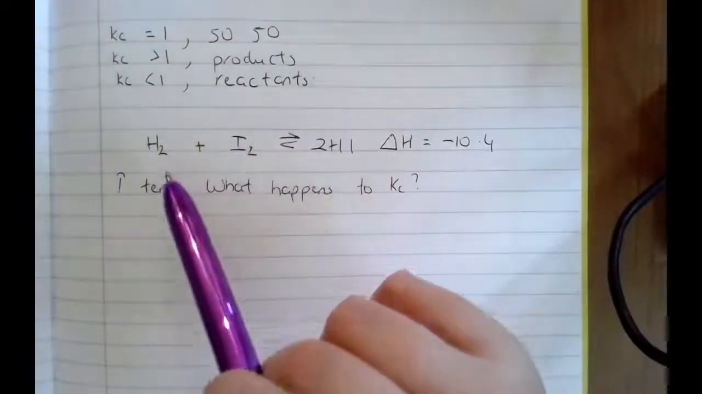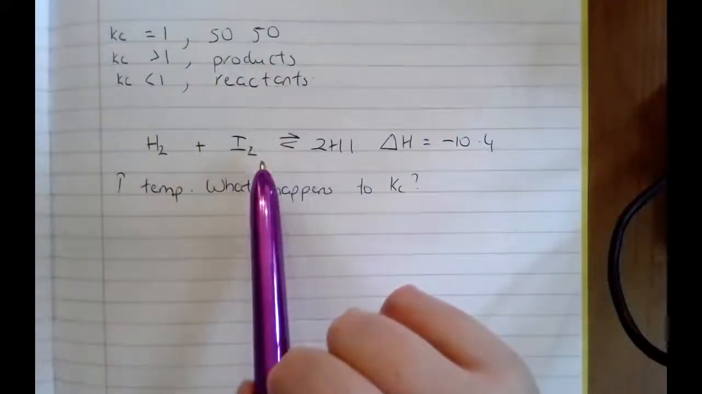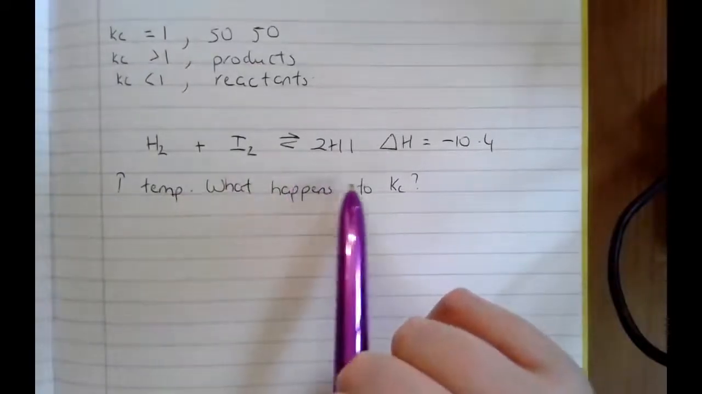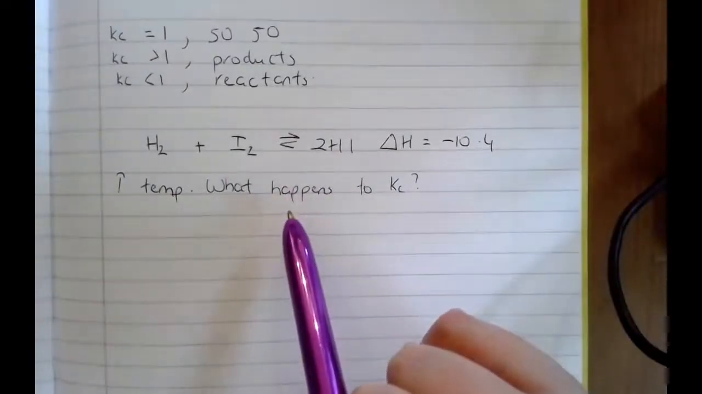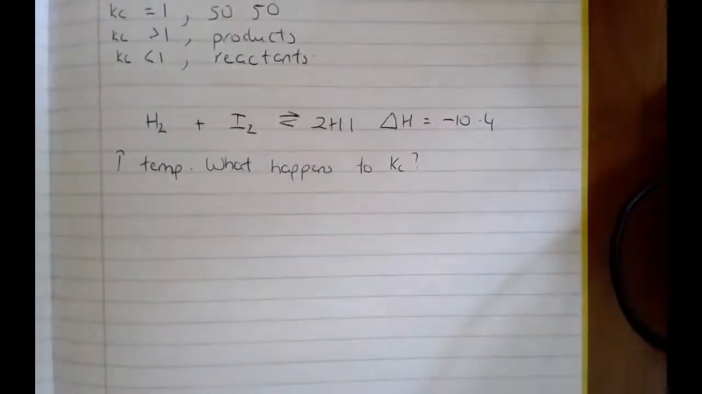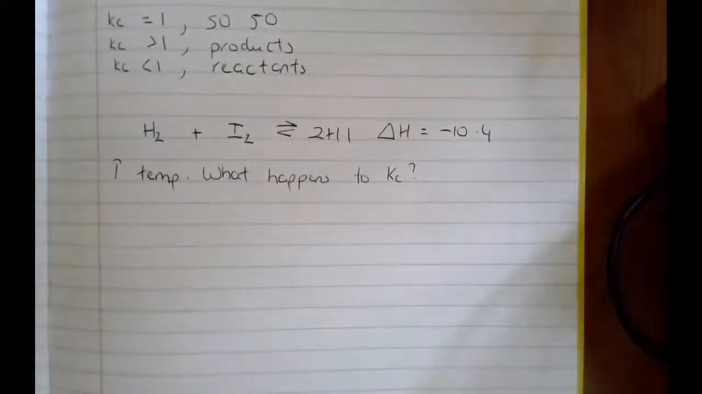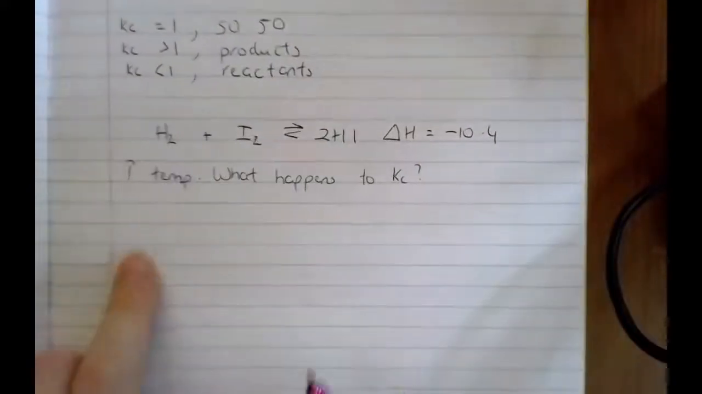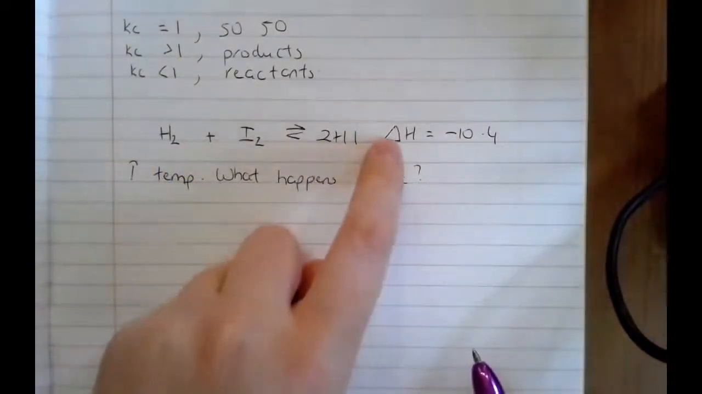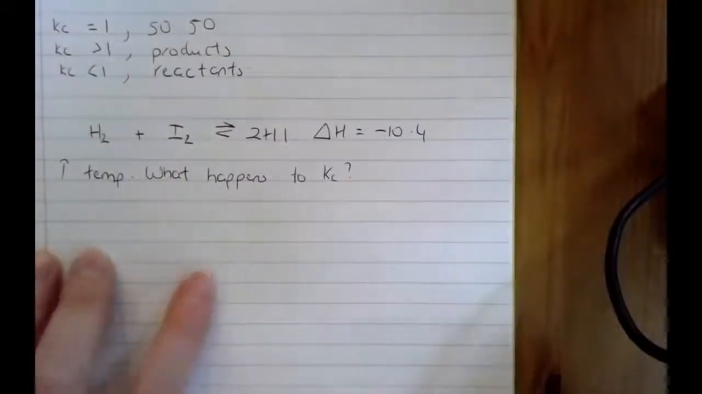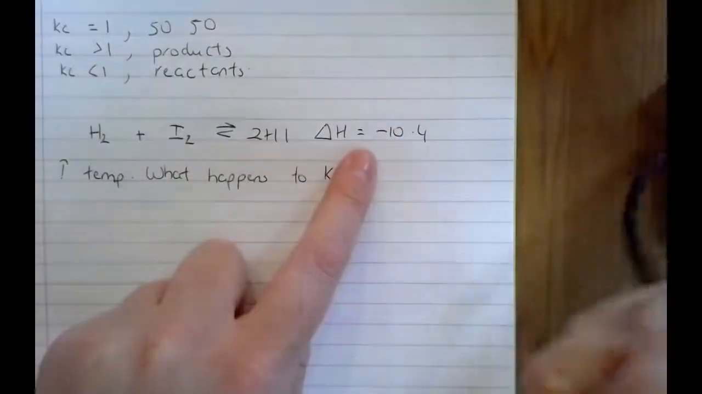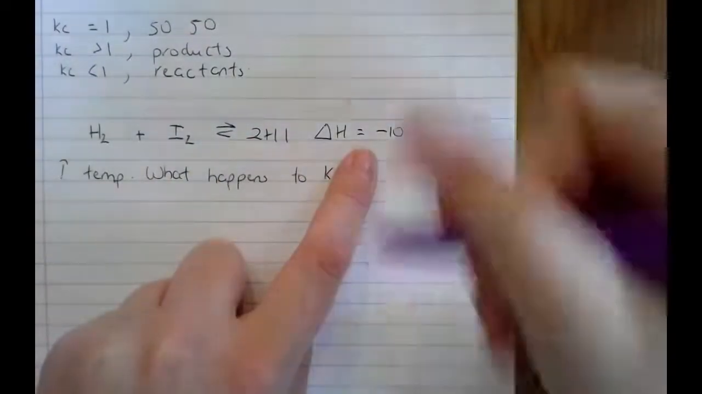So what I've got here is a reaction between hydrogen and iodine. And what I want to know is, if I increase the temperature, what's going to happen to my value of Kc? So before we plug any numbers into the equation and write ourselves a Kc expression, we can just predict what we think is going to happen here. So I've given you a reaction, and I've told you that the enthalpy change for the reaction is minus 10.4, and this value always refers to the forward reaction. So my forward reaction has a negative enthalpy value.